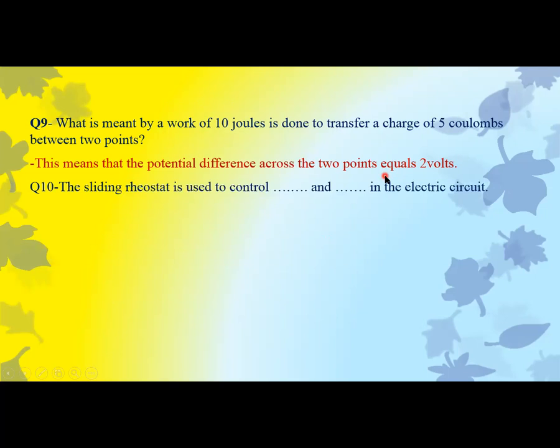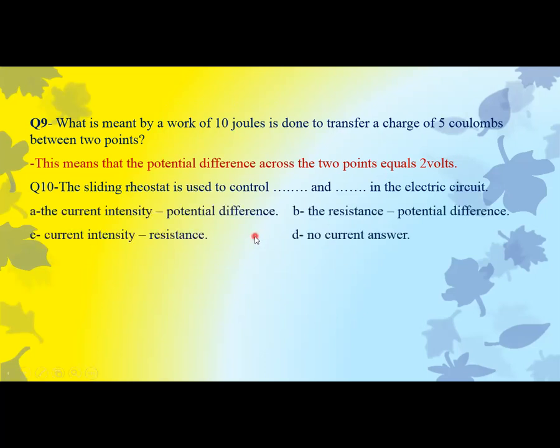The sliding rheostat is used to control what in the electric circuit? Here we have a simple stop. A rheostat is used to change the current resistance, but to control the other two things, what are they? The potential difference and the current intensity. So the answer is current intensity and potential difference, which is number 8.